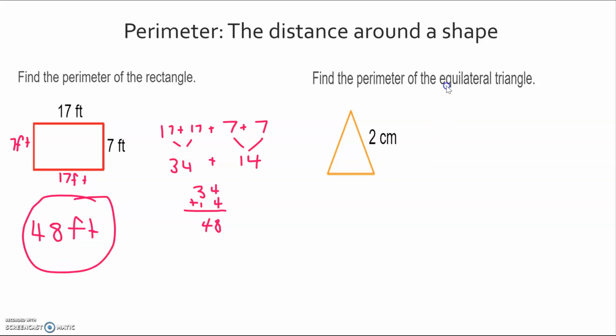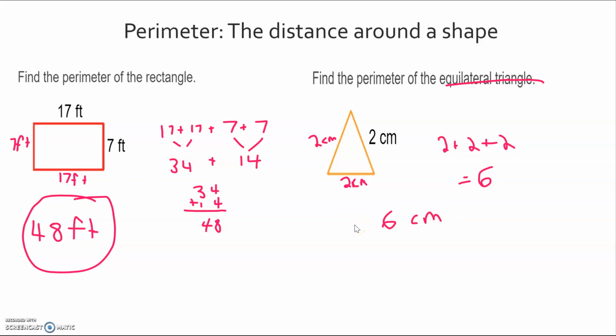Let's try one with an equilateral triangle. So if you remember, equilateral means all the sides are the same length. So if this is 2 centimeters, that means that this is 2 centimeters. And then this is also 2 centimeters. So if you remember, perimeter is the distance around the shape, and all I have to do is add all the different side lengths. So this would be 2 plus 2 plus 2, which would equal 6. So the perimeter for this equilateral triangle would be 6 centimeters.